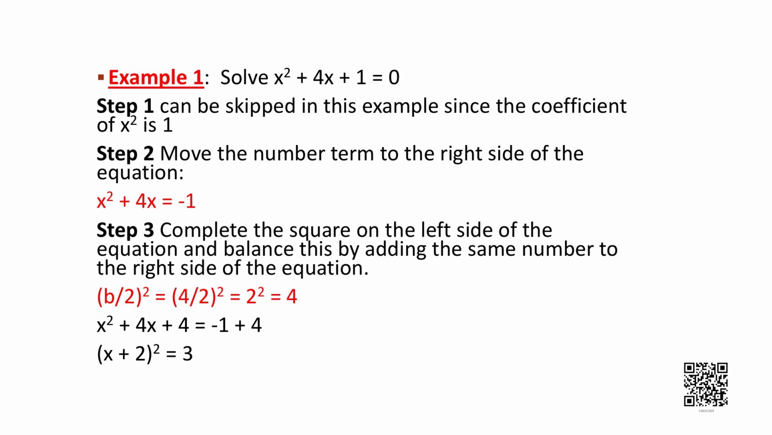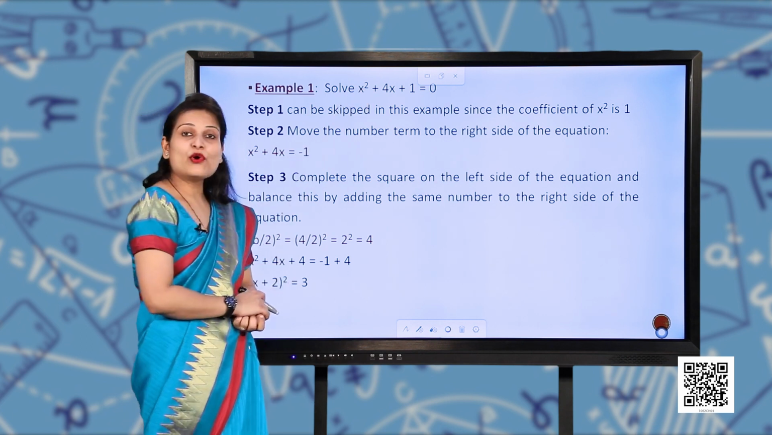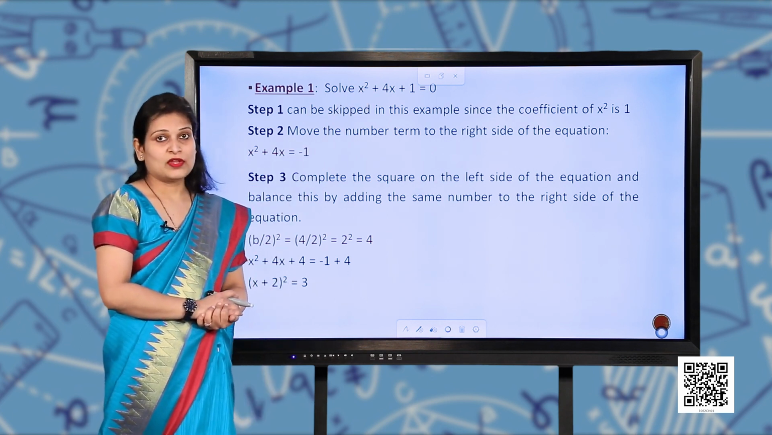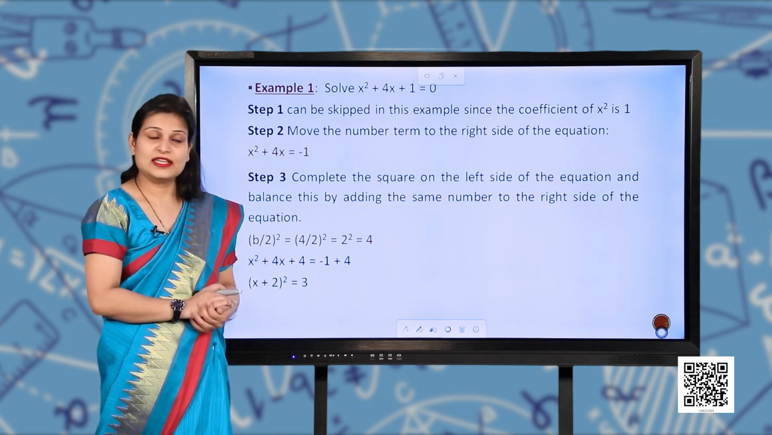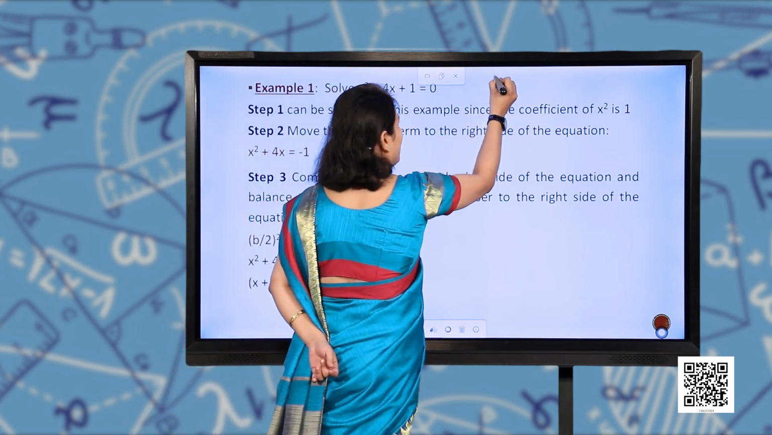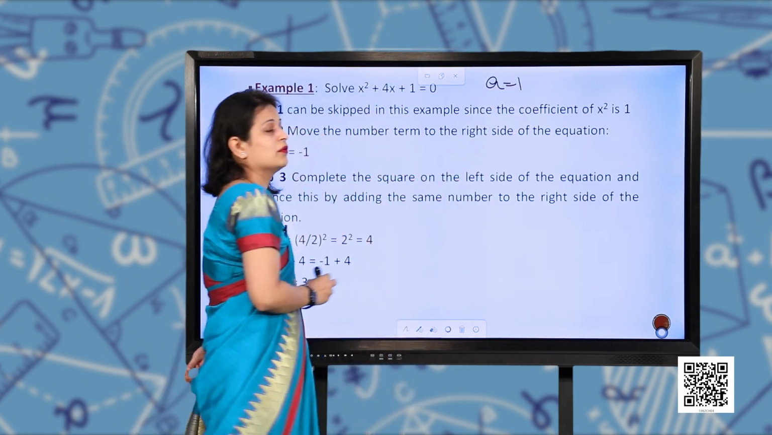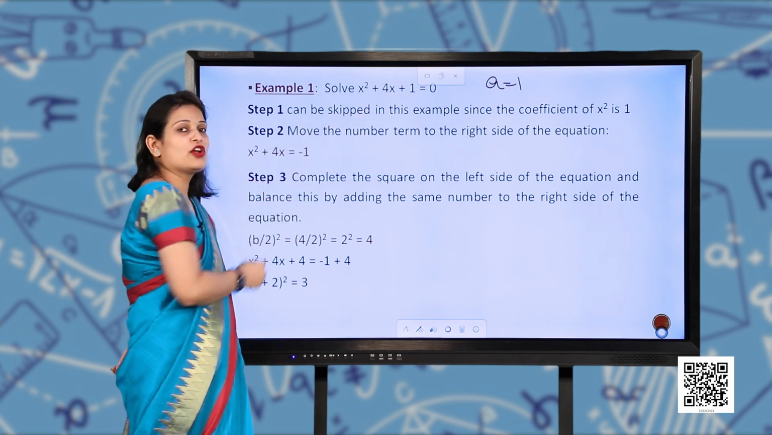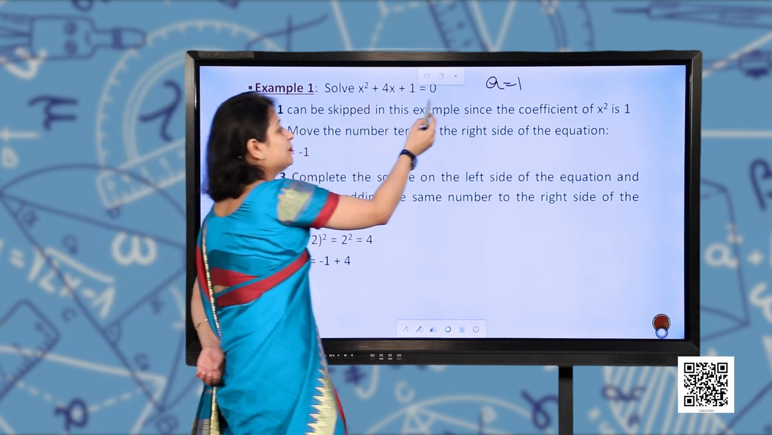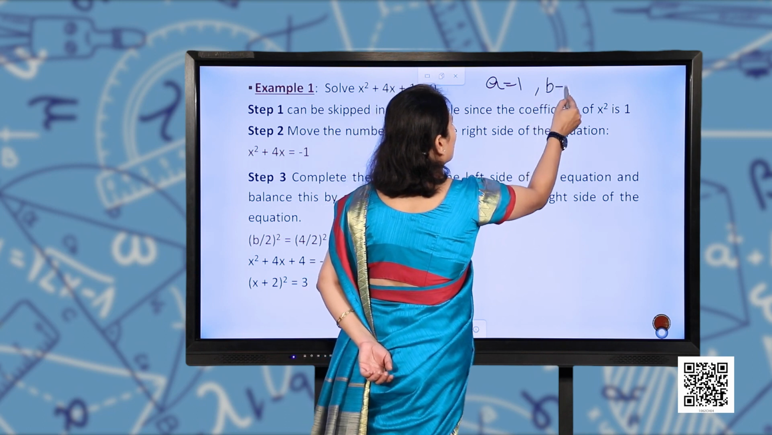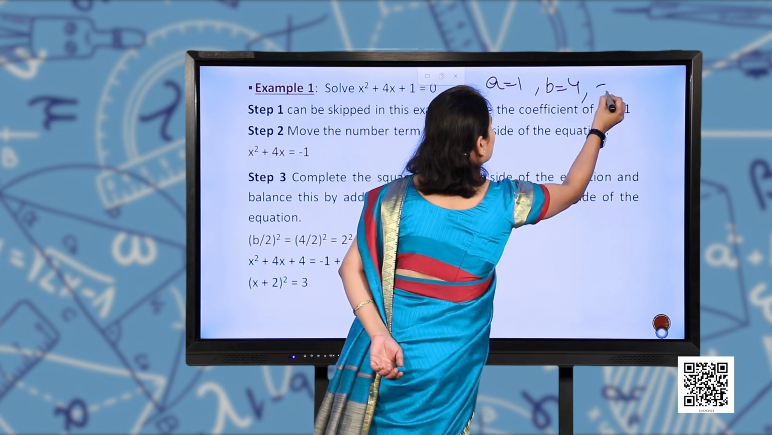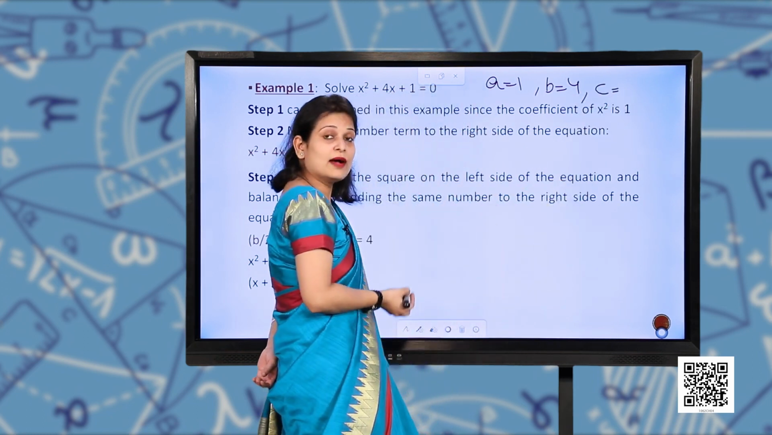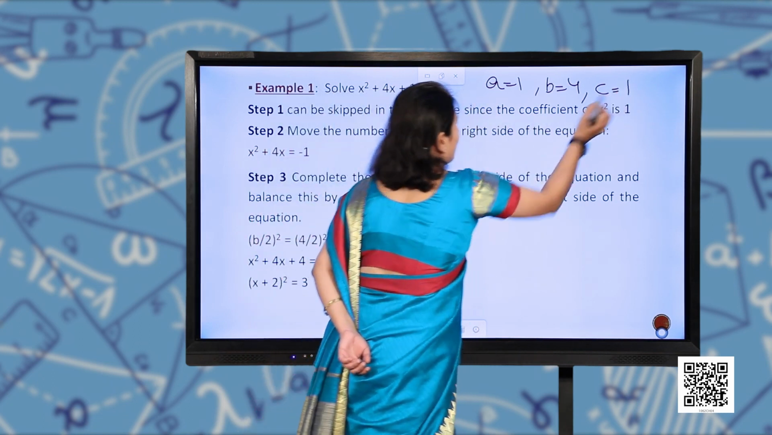Now example 1, we have an equation x square plus 4x plus 1 equals 0. First you need to write down what is a here, what is b and what is c. Now we have here a as 1. a is the coefficient of x square. What is b? b is the coefficient of x, so it is 4. And the constant term, which is c, is 1.